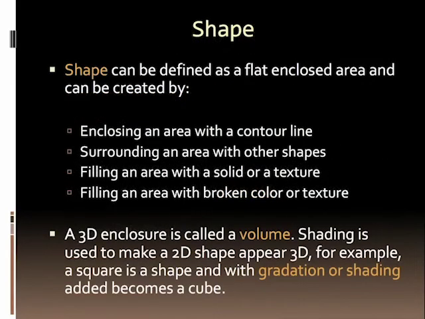So for our next building block of design, let's talk about shape. Again, we've talked about it: it's a flat enclosed area surrounded by a line. It's surrounded by that idea of the contour line. You can also surround it with other shapes. So if you put 4 squares and left a little space in the center, that would be surrounded by another shape. Filling the area with a solid or a texture can help define that shape, and filling the area with color or texture is another possibility. So let's look at different types of shapes.